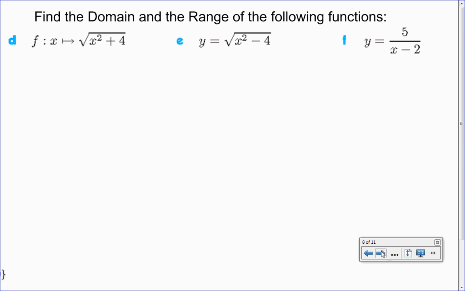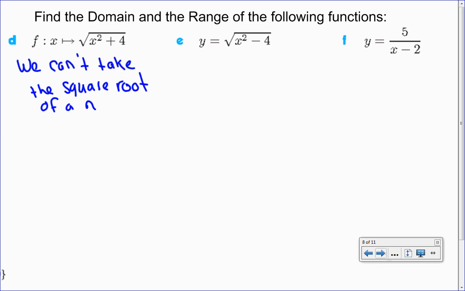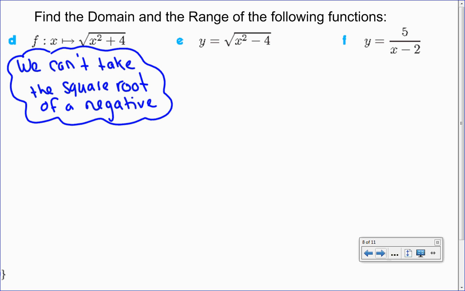Okay, finding the domain and range of these functions. The domain for letter D here. In our heads, we're thinking we can't take the square root of a negative. So we can't take the square root of a negative, which means x squared plus 4 has to be greater than or equal to 0. If we minus 4, we get x squared has to be greater than or equal to negative 4.